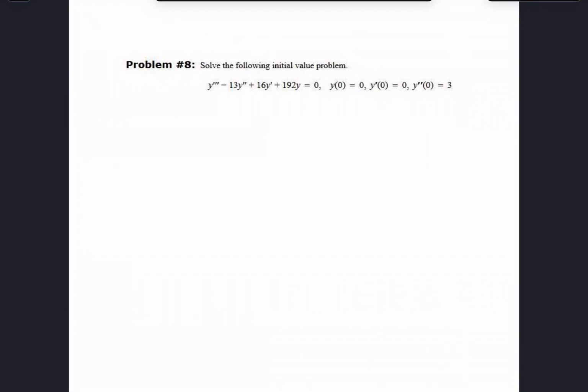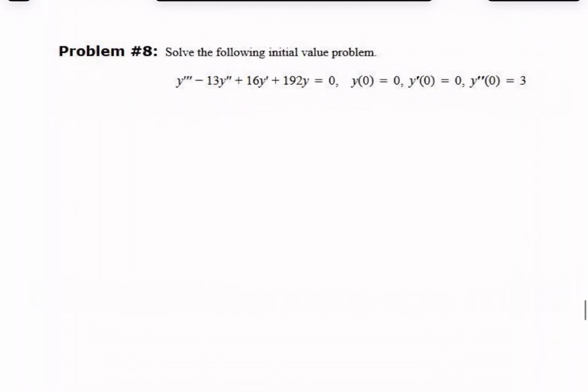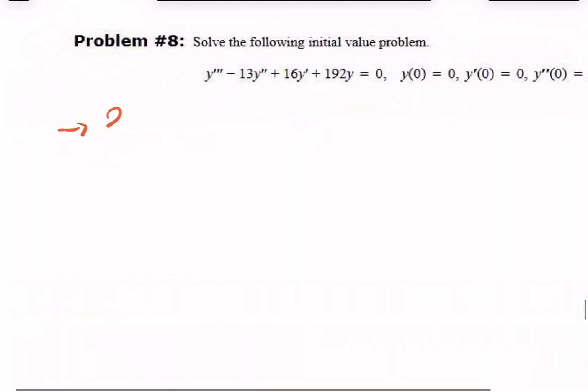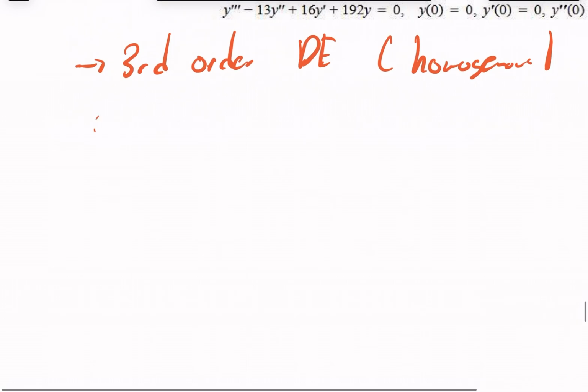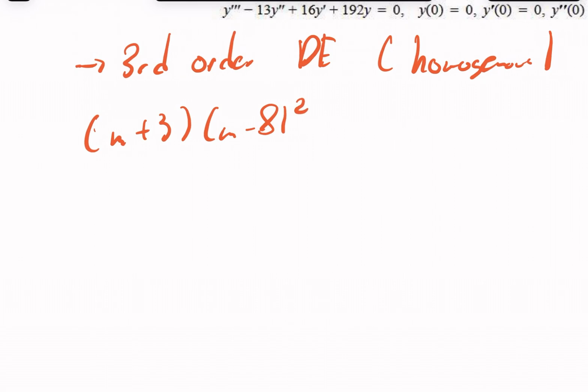And let's move on to question 8. So this is to classify it, a third order, that's really weird, order differential equation. And this is homogeneous. Cool. So if we factor it, we'll get m plus 3, m minus 8 squared equals 0. And so we get m equals negative 3 and m equals 8.